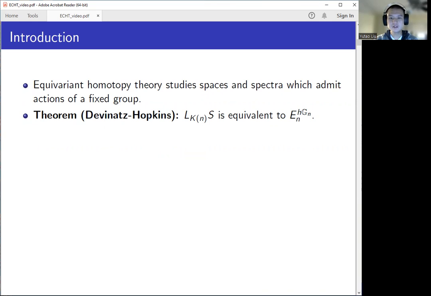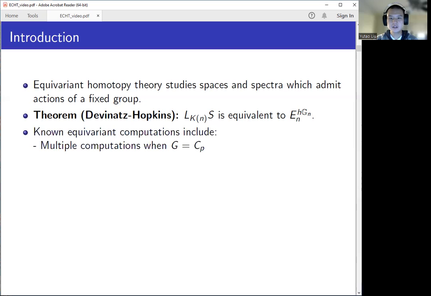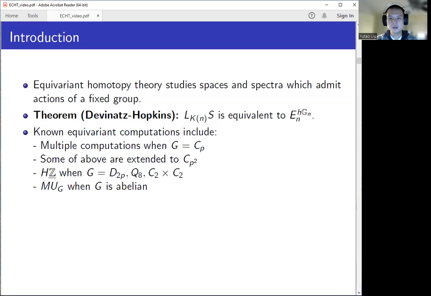In other words, the non-equivariant information on the sphere spectrum can be obtained by some equivariant computations on spectra acted on by Gn. In general, however, the computations in the equivariant world are quite hard, since the additional group action brings extra complexity. There are lots of computations done when the acting group is cyclic with order p, while some of them can be extended to the case of Cp². For larger groups, there are some computations on the Eilenberg-MacLane spectra and complex cobordism, but in general, we know very little about how to compute equivariant homotopy when the group becomes larger, especially when the group is non-abelian.